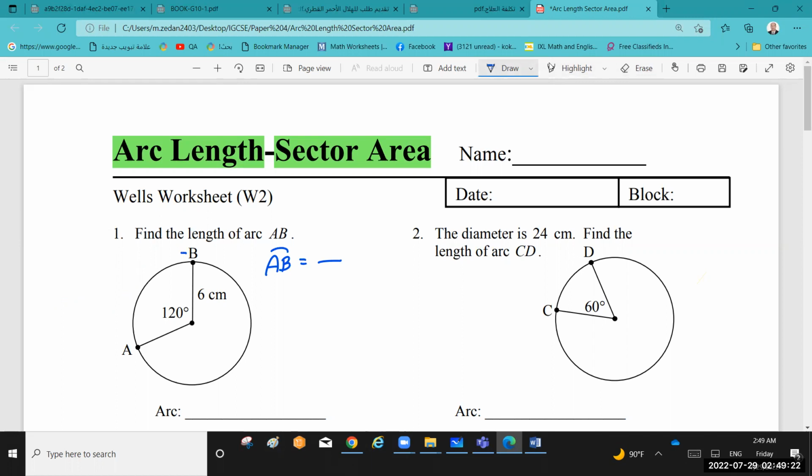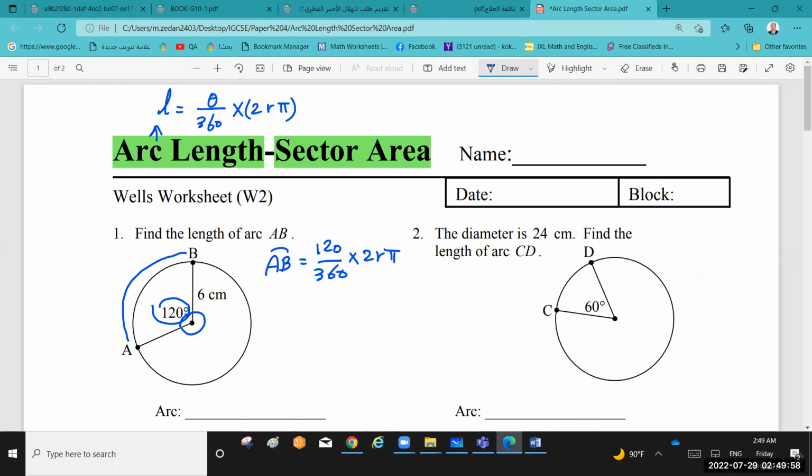So for this part, the length of AB, you just divide its central angle, 120 over 360, because 120 is part of 360. Just multiply this ratio by the circumference of the circle, 2r pi. This is the rule. So the arc length L is theta, the measure of the central angle of this arc, over 360 times 2r pi, which is the circumference of the circle.